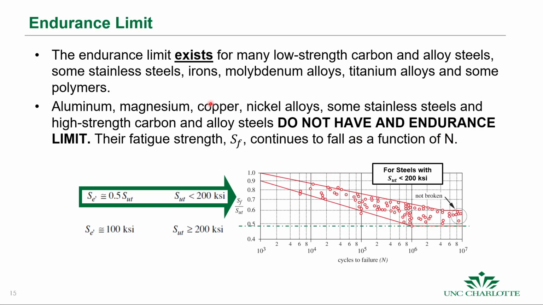Okay, now if you have a material that has an endurance limit, for low carbon steels with an ultimate tensile strength of less than 200 KSI, you can choose as a starting point an endurance limit that's 50% of the ultimate tensile strength. That's where this comes from here. Now, if you have steels that have an endurance limit and an ultimate tensile strength of greater than 200 KSI, then you would set the endurance limit to 100 KSI.